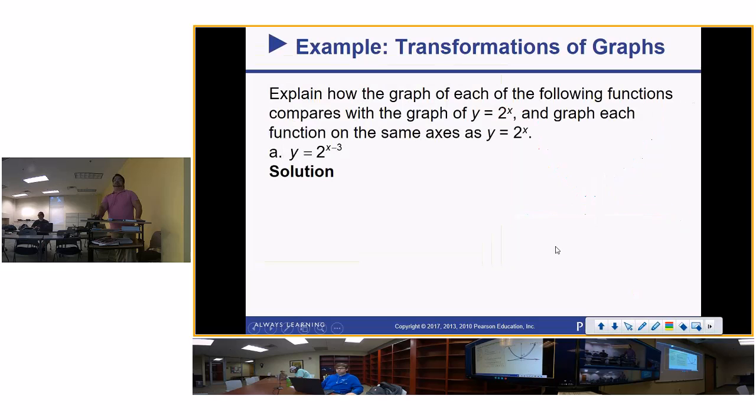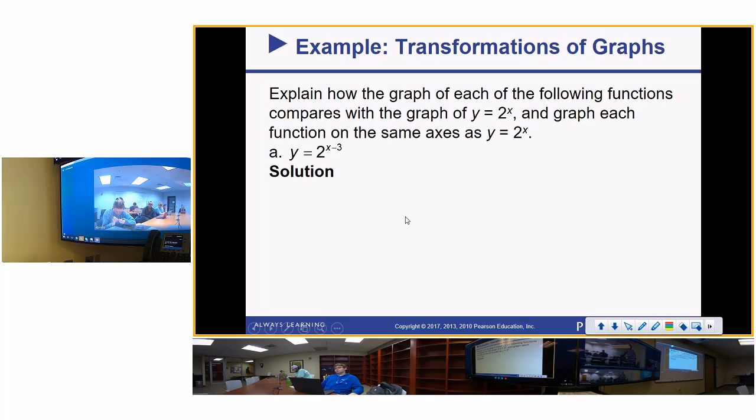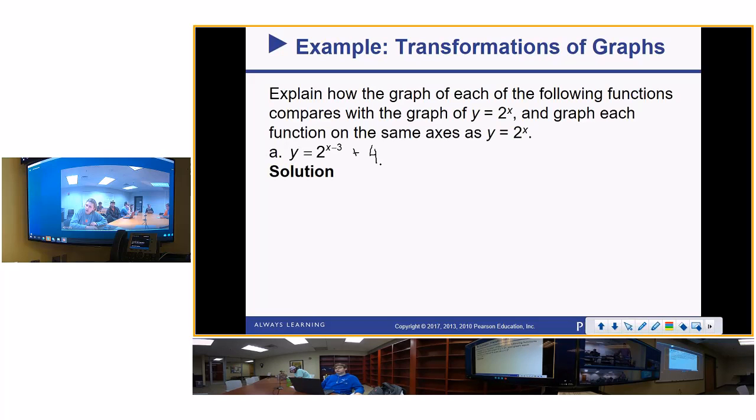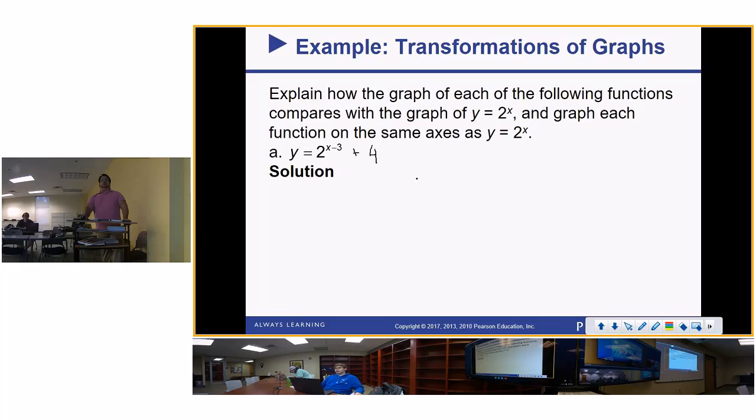Next. What is that negative 3? Somebody tell me what that negative 3 is. Horizontal shift to the right. That's right, class. Horizontal shift to the right. Now, if I had a plus 4 out here, what would that plus 4 be? Vertical shift, up 4 places. Okay?